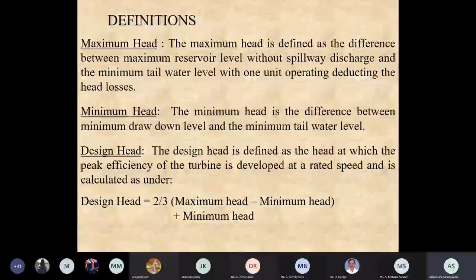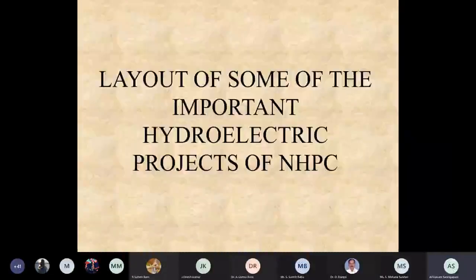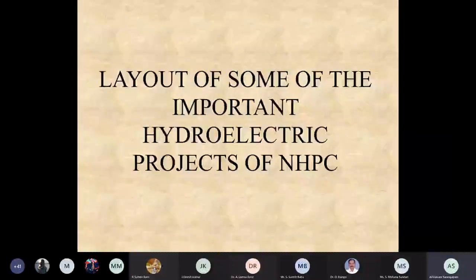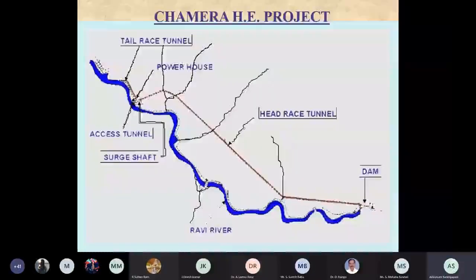Now I will show some of the project layouts and other photos which we have come across. These are all NHPC projects. See, this is the Chamera project, in Himachal. This is the dam, and from here this is the headrace tunnel. Here is the powerhouse, and from here it's the tailrace. And this is the river layout of that one.